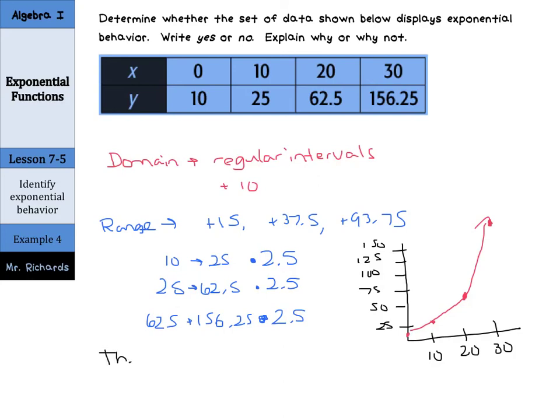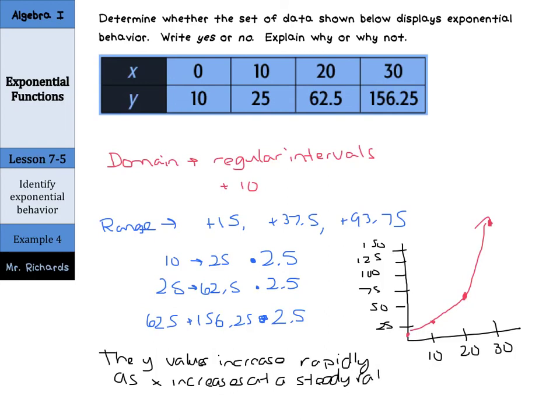The y's increase rapidly as x increases at a steady rate. I mean, all of these reasons, looking at the domain and looking at the range, and the domain's increasing regularly and the range is not, it's being multiplied. Looking at a graph and saying, well, look, looks like we have exponential growth here. As my x is increasing, my y is just shooting up. And so our y values are increasing rapidly as our x go at a steady rate. So I would say that, yes, this appears to be an exponential function.